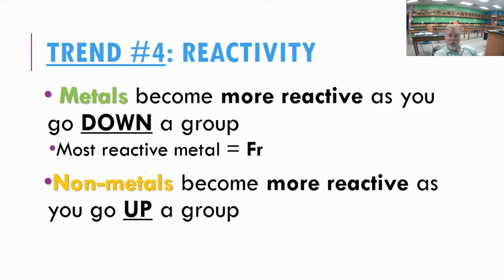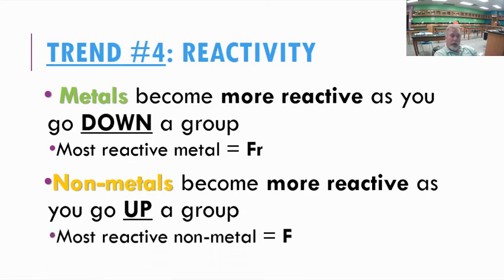So what's our most reactive nonmetal? Well, we said earlier that our most reactive nonmetals are in group 7, or halogens. If they become more reactive as you go up, then it's going to be the one at the top that's the most reactive, and that's going to be fluorine.